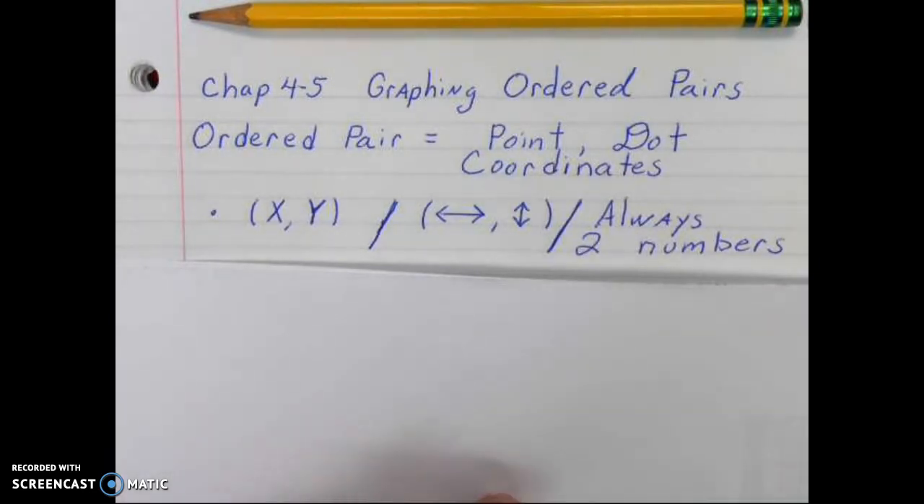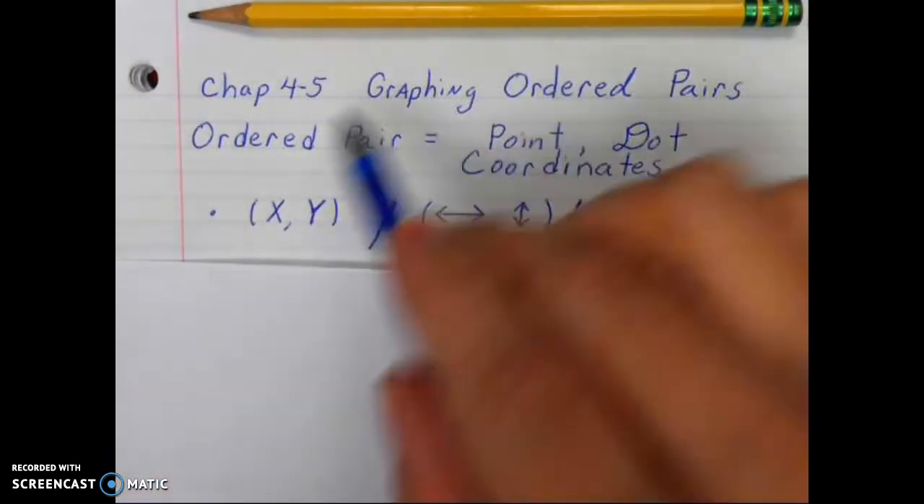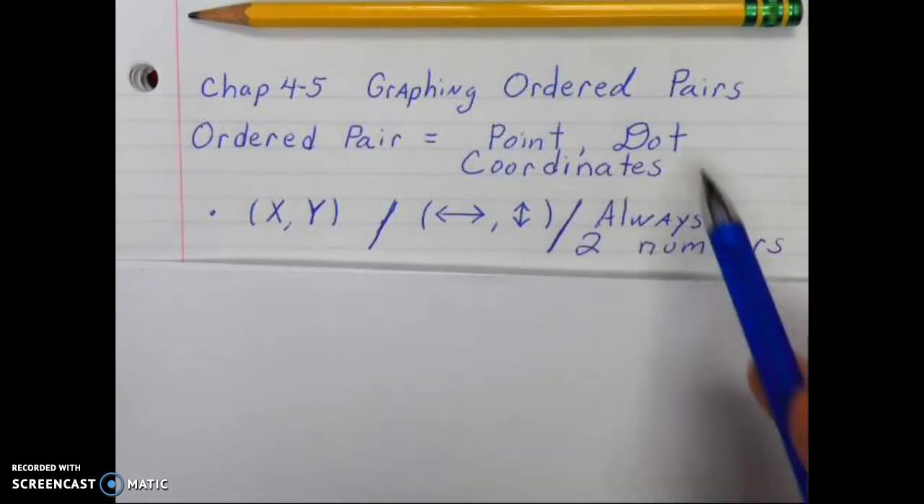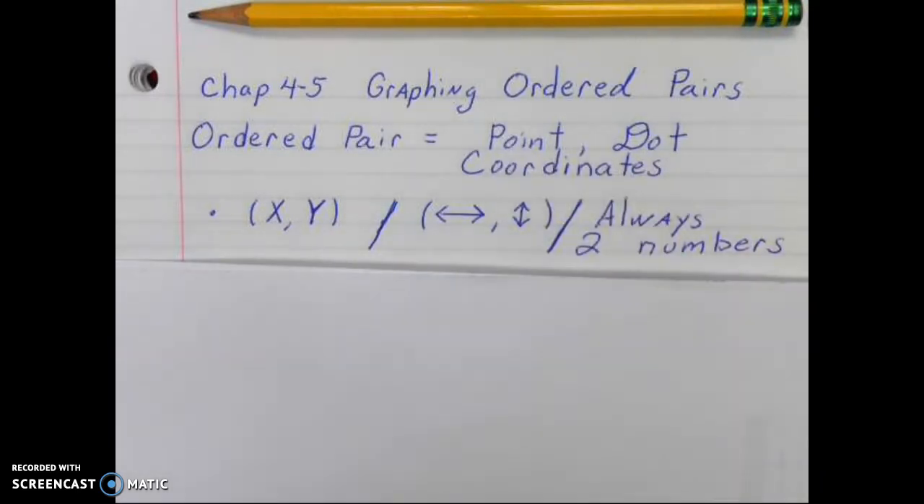You need two numbers to pinpoint anything on the planet. GPS is possible because of ordered pairs. Right now, your cell phone is telling Google two numbers to pinpoint where you are at your desk right now. Okay, so that's an ordered pair.